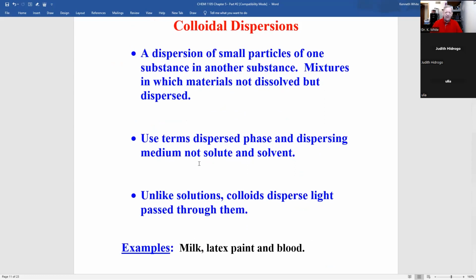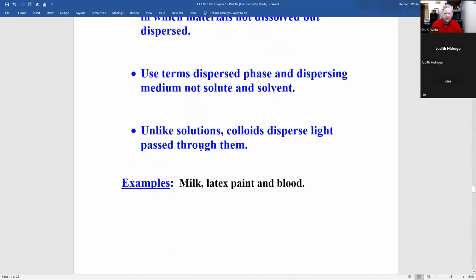Another thing I won't ask you is, instead of solvent and solute, we call the solutes the dispersed phase, and what we normally call a solvent, in a colloidal dispersion, we call a dispersing medium. Now, this is something you should know.